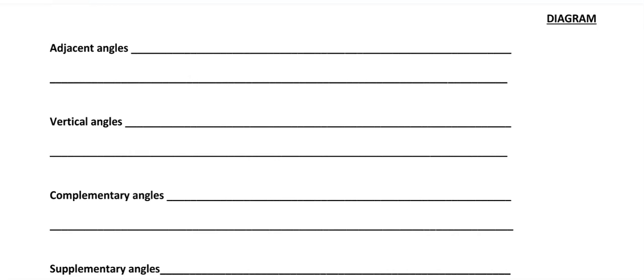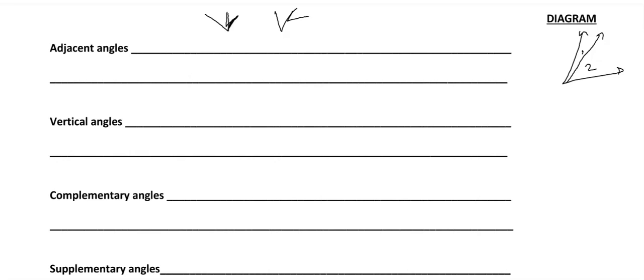Right here. So if we had these two angles, 1 and 2, those would be adjacent angles. Okay. Let me show you non-adjacent angles. This angle and this big one would not be adjacent angles. Other ones that would not be adjacent angles, this one and this one up here.